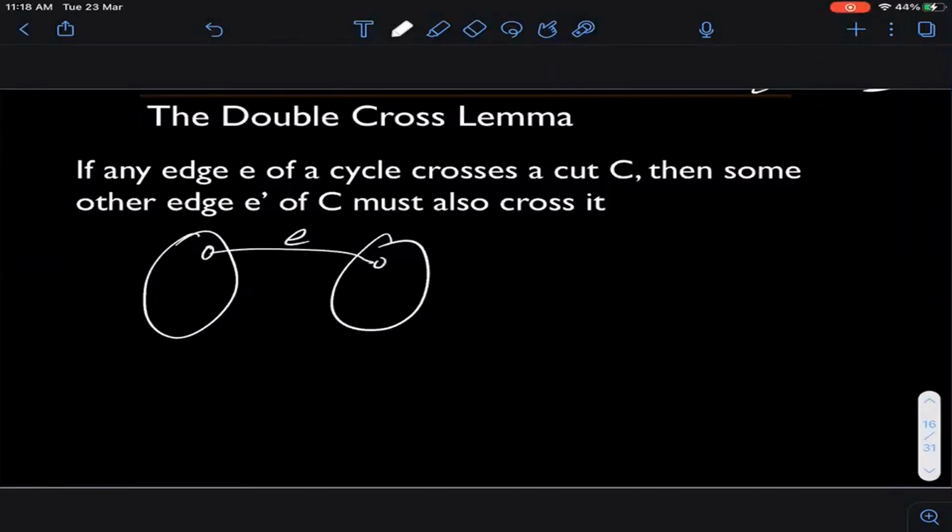So this is S, this is S bar. Suppose this is crossing this cut, then I claim that there has to be at least another edge crossing this cut, which also belongs to this cycle. So why should this be true? So what I claim is that ये भी रहना पड़ेगा, and this edge E prime should also belong to the cycle C. So why is this true?